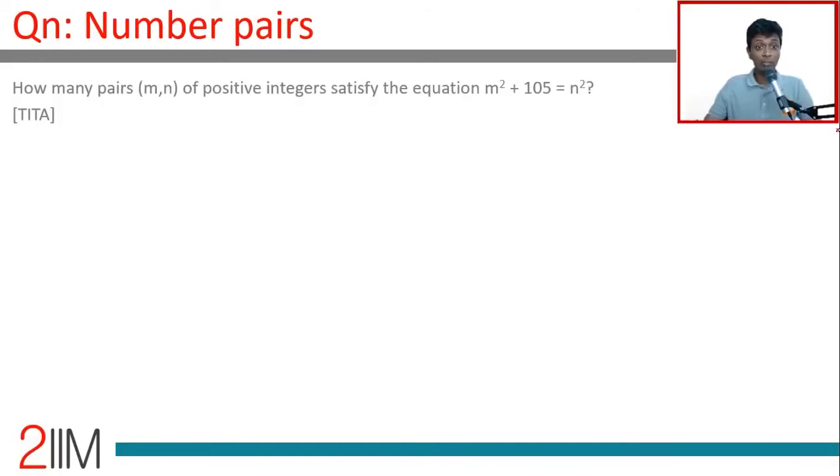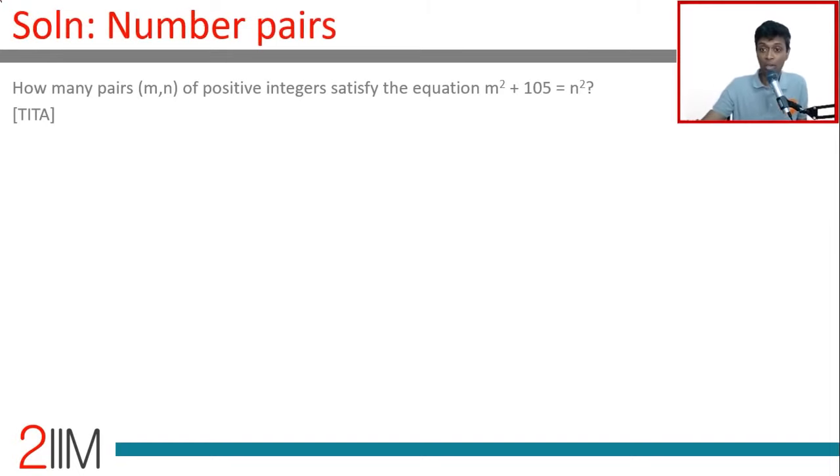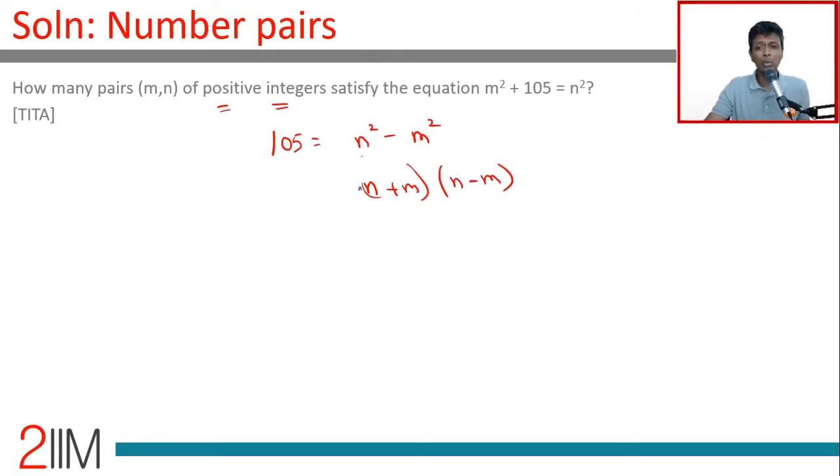How many pairs m comma n of positive integers satisfy the equation m square plus 105 is n square? To start with, integers and positive integers, we're talking about natural numbers. First step, we write this as 105 equals n square minus m square. We know these are positive integers, so n is greater than m. This can be broken as n plus m into n minus m. So the product of two natural numbers is 105.